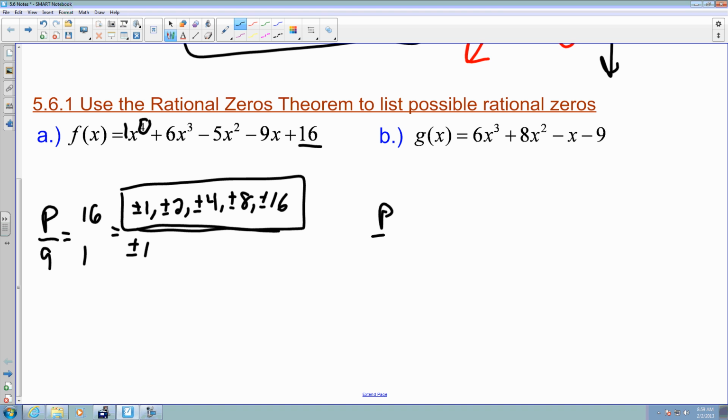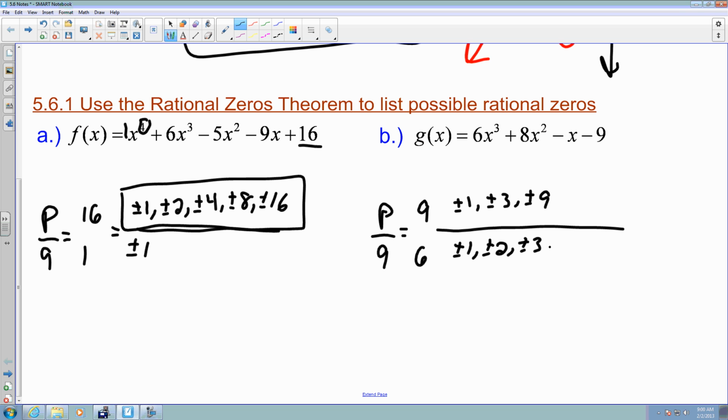But for B, we have g of x equals 6x cubed plus 8x squared minus x minus 9. If we use our p over q theorem, p would be 9 and q would be 6. So we have to find the factors of 9 and the factors of 6. For the top, I can say plus or minus 1, plus or minus 3, and plus or minus 9 are the factors of 9. For 6, it would be plus or minus 1, plus or minus 2, plus or minus 3, and plus or minus 6. Now, since my denominator doesn't just have a 1, I have to divide each one out and create my list.